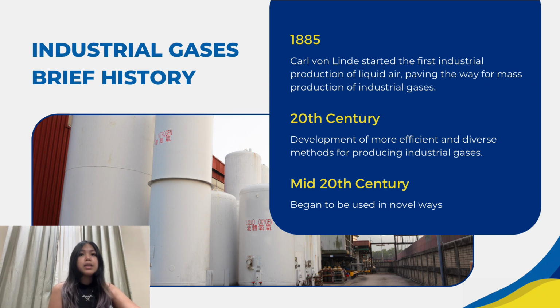To add, in the mid-20th century, industrial gases began to be used in novel ways, such as in the development of the steel industry, where oxygen was used to enhance the efficiency of steel production. The industrial gas industry continues to be an important global market today, with uses in nearly every sector of the economy, from creating the right atmosphere for food preservation to aiding in healthcare and manufacturing processes. The significance of these gases cannot be understated.